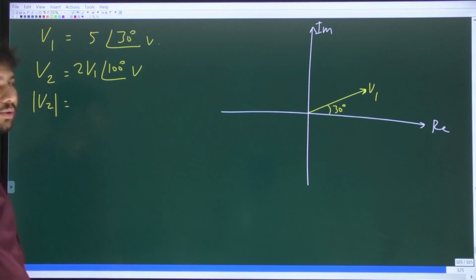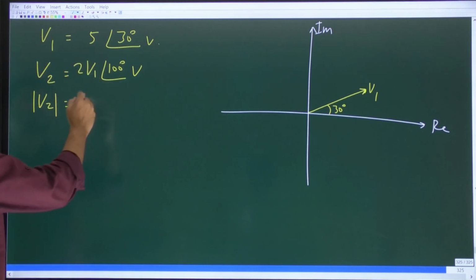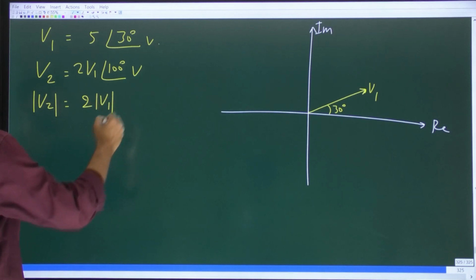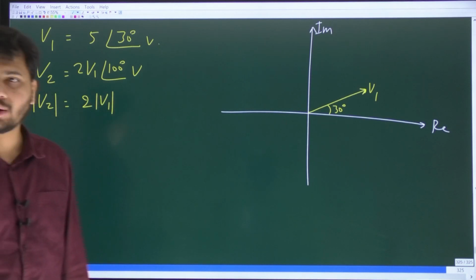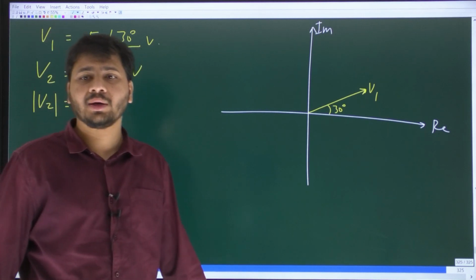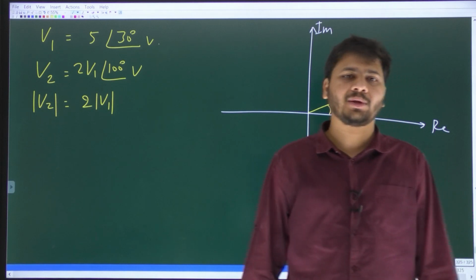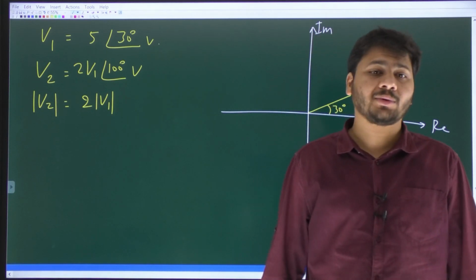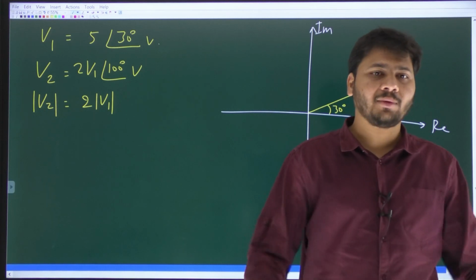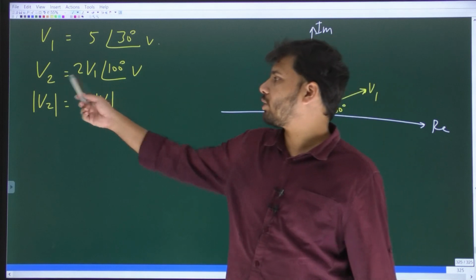What is this mod V2? It is the magnitude of phasor voltage V2. What is the right hand side magnitude? Is it not 2 times mod V1? Yes or no? 2 times mod V1. Because angle 100 degrees means cos 100 degrees plus j sin 100 degrees. Cos theta plus j sin theta. The magnitude is the square root of cos square theta plus sin square theta, which is 1. So for angle theta, the magnitude is always 1.